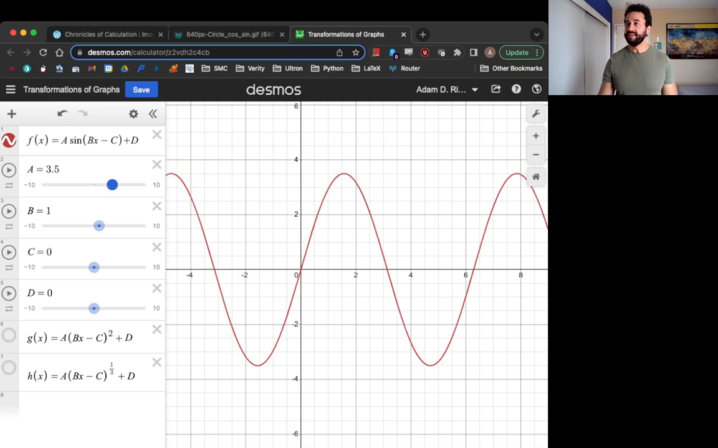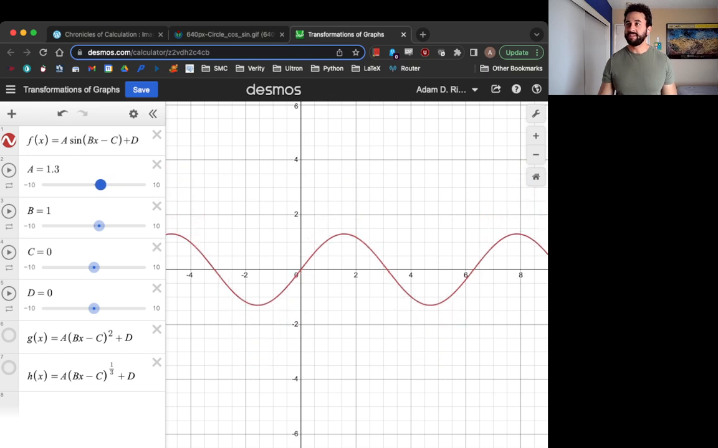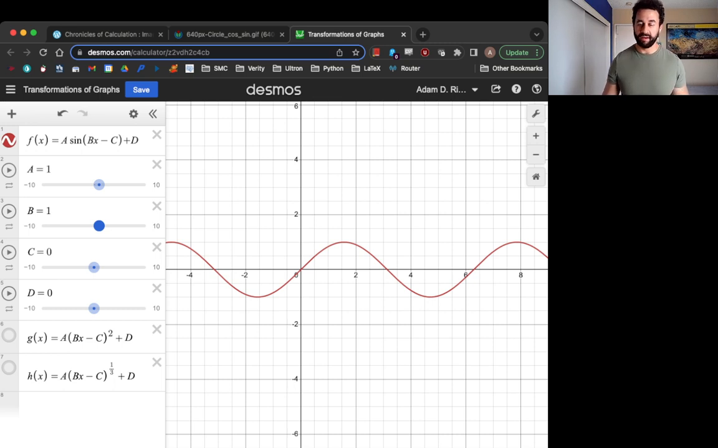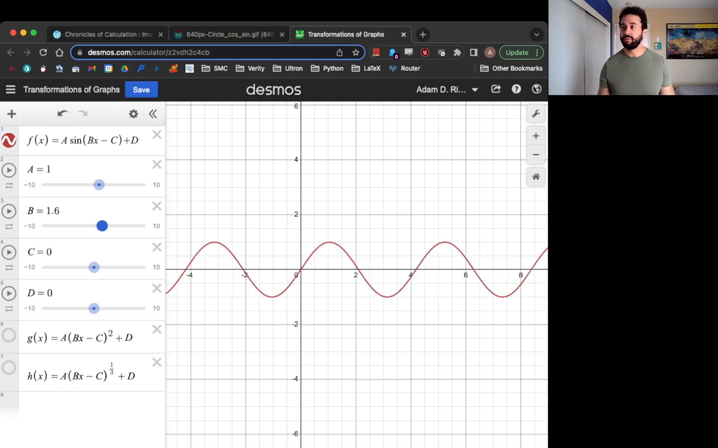All right. So now let me go back to amplitude 1, just a standard sine curve. And now let's mess around with the number b. We were calling b omega. So remember, that will change the period of the curve. So check this out. When I increase b to be something that's bigger than 1, watch what happens to the graph.